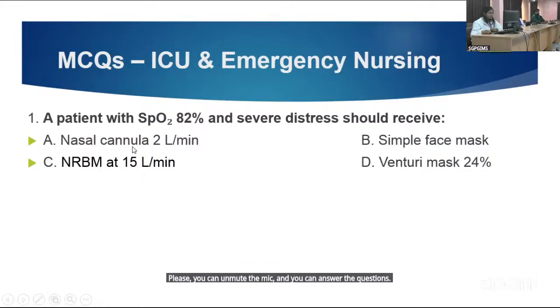A patient with saturation 82% and severe distress should receive oxygen through which: A, nasal cannula; B, simple face mask; C, NRBM; D, Venturi mask. Will anyone answer? If they want, they can unmute themselves and answer it, if anyone is interested.